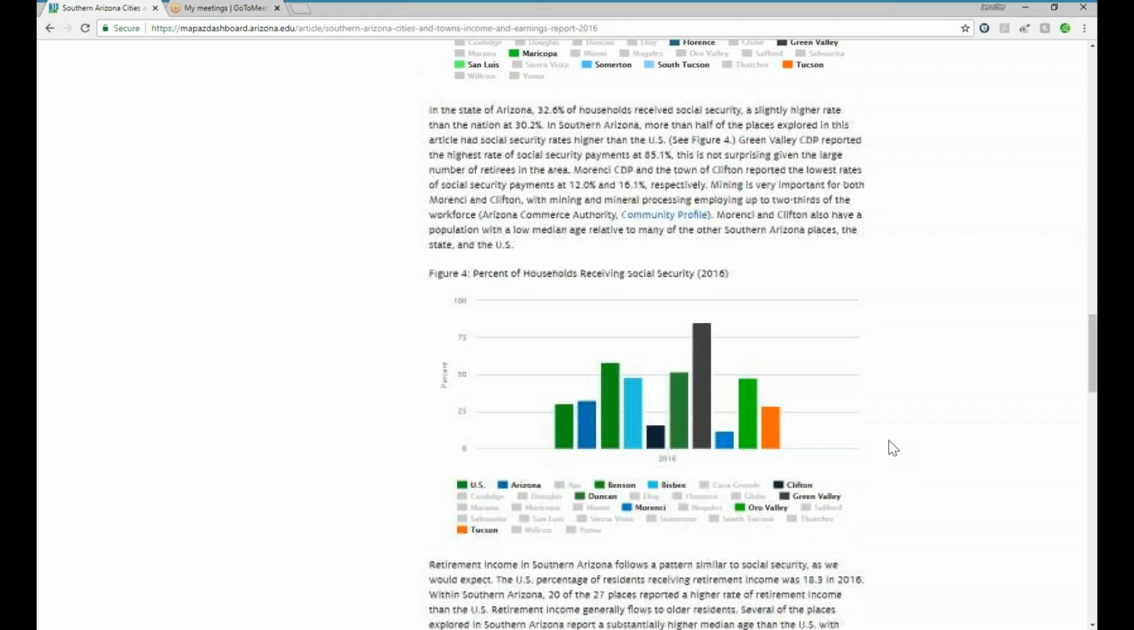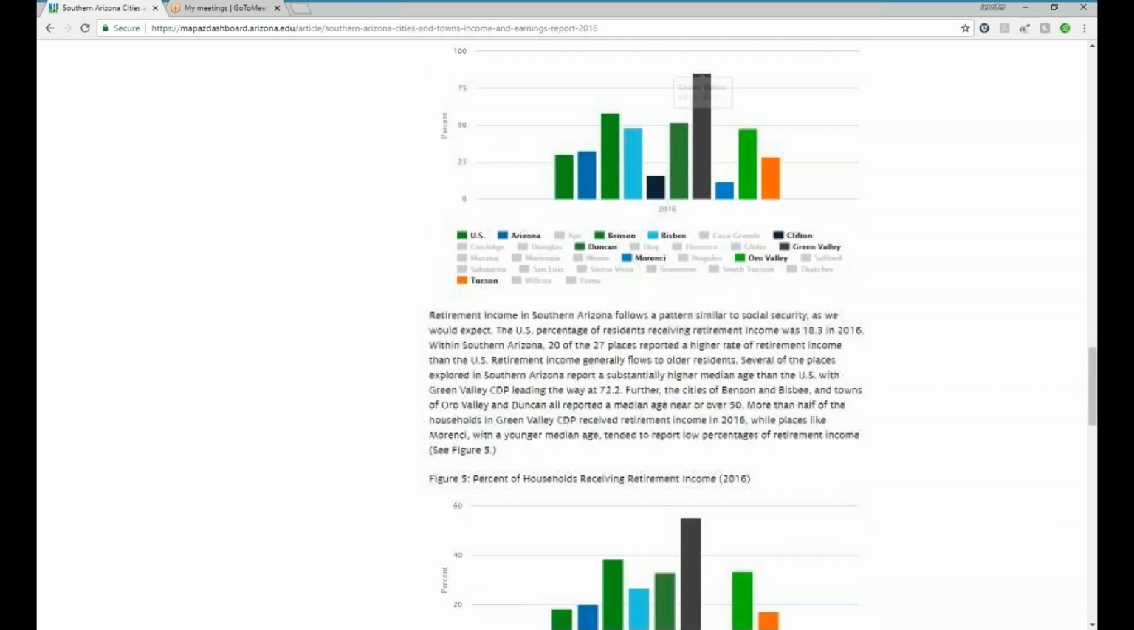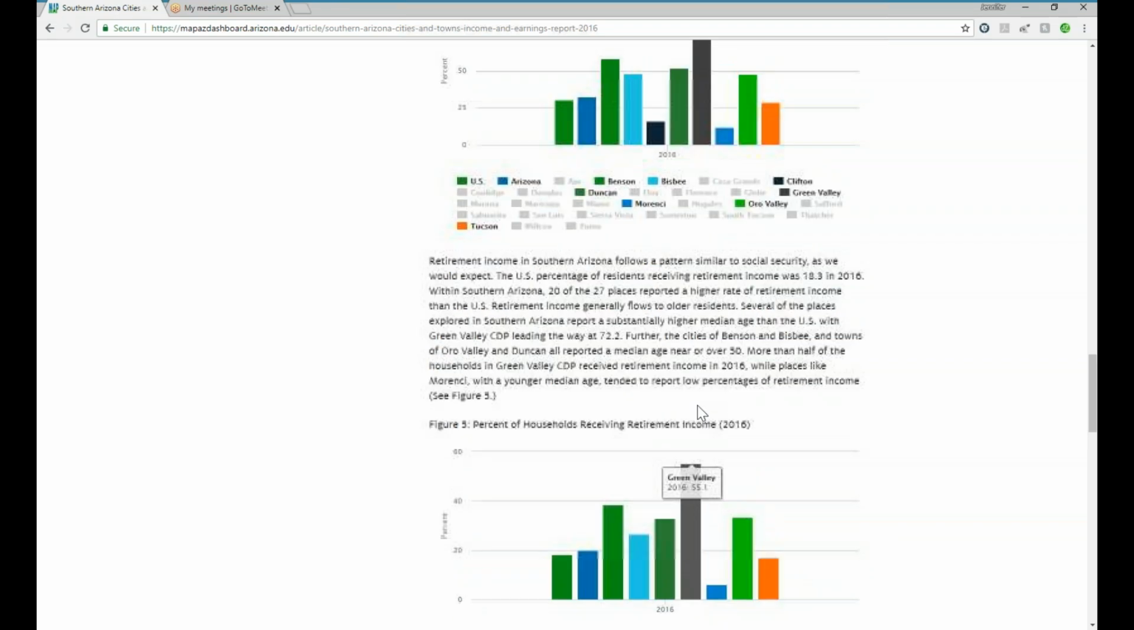And keep scrolling down now, then we can look at Social Security. And so here, like we would expect with Green Valley, reports the highest percentage of those receiving Social Security at 85%. If you scroll down to Figure 5, which looks at retirement, again, Green Valley has the highest percentage of reported retirement income at 55%.